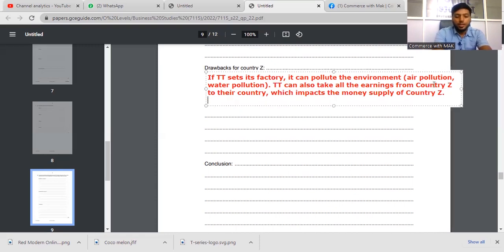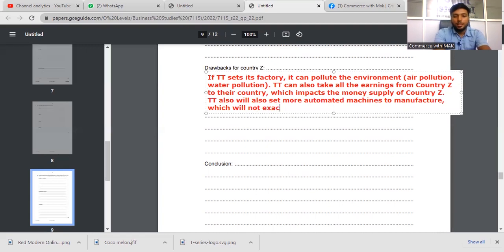But on the other side, TD will also make more automated products. TD will also set up more automated machines to manufacture, which will not exactly help the unemployment rate to go down.